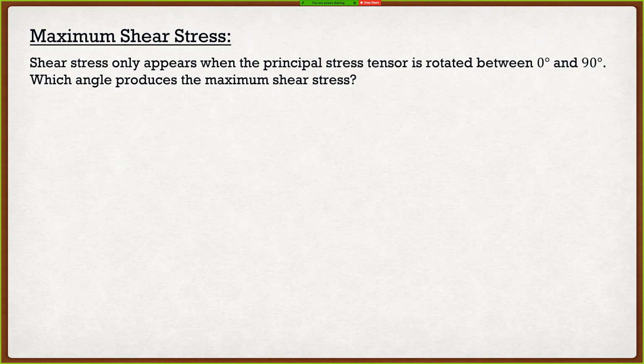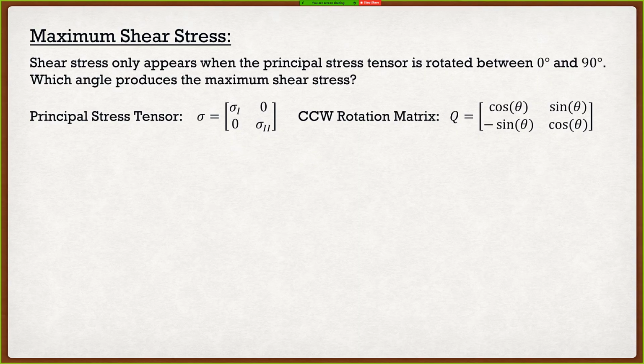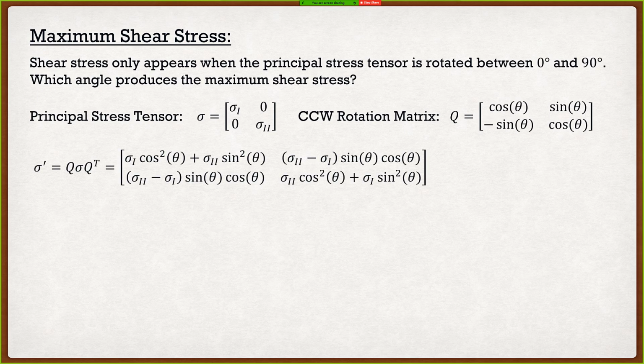Why is this the case? So what we're going to do is figure out why this angle causes the maximum shear stress. So let's say that we have a principal stress tensor of sigma 1 and sigma 2. Again, we're going to apply a counterclockwise rotation matrix, cosine of theta, sine theta, negative sine theta, and cosine of theta. But instead of putting in values of theta, we're just going to keep it general. So if I were to transform this matrix, sigma prime is equal to Q sigma times the transpose of Q, I get the following expression.